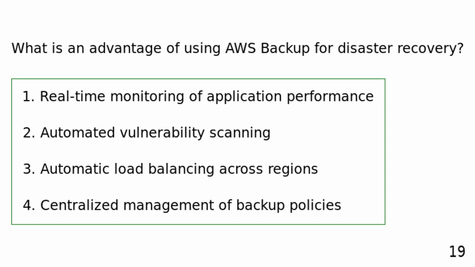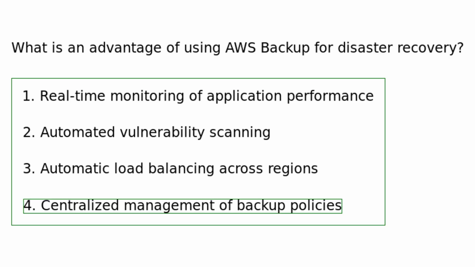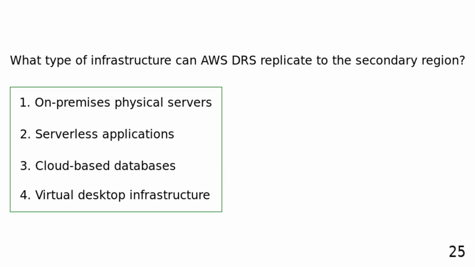Real-time monitoring of application performance. Automated vulnerability scanning. Automatic load balancing across regions. Centralized management of backup policies. AWS Backup provides centralized management of backup policies, simplifying disaster recovery operations across AWS services. What type of infrastructure can AWS DRS replicate to the secondary region?